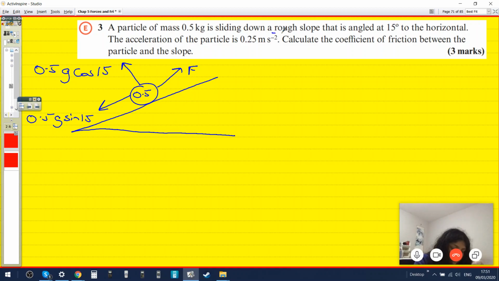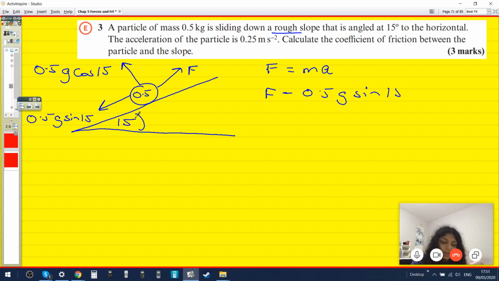So if it was a smooth slope, you'd be okay. Rough slope, so you have to do F equals ma. Yeah. So F minus 0.5g sine 15 is equal to 0.5. They wouldn't have given you the acceleration if you didn't need it.